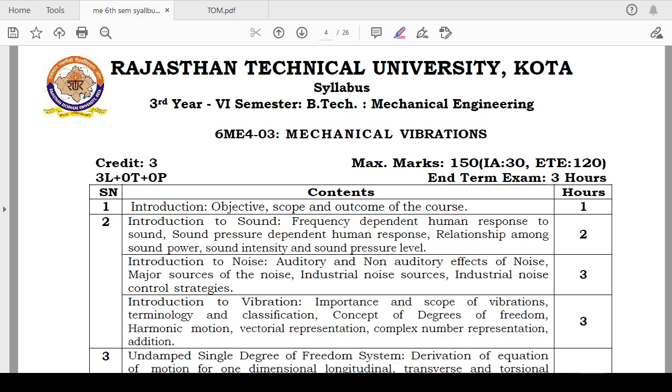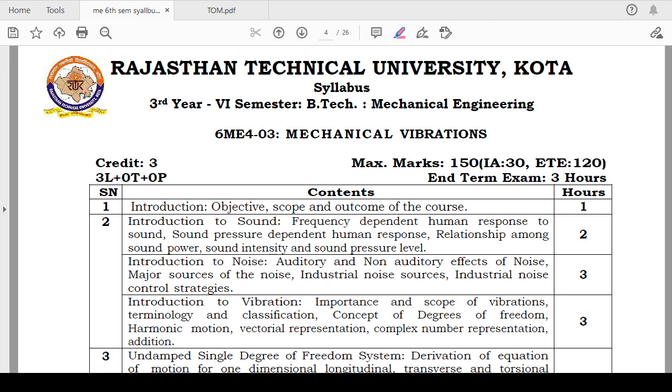Hello friends and my dear students, as you can see we are studying the third year, 6th semester BTech mechanical engineering curriculum, in which we are studying the subject of mechanical vibration, under the Rajasthan Technical University curriculum. So as you can see, we have already covered these topics: unit 1, the objective and scope of this particular course.